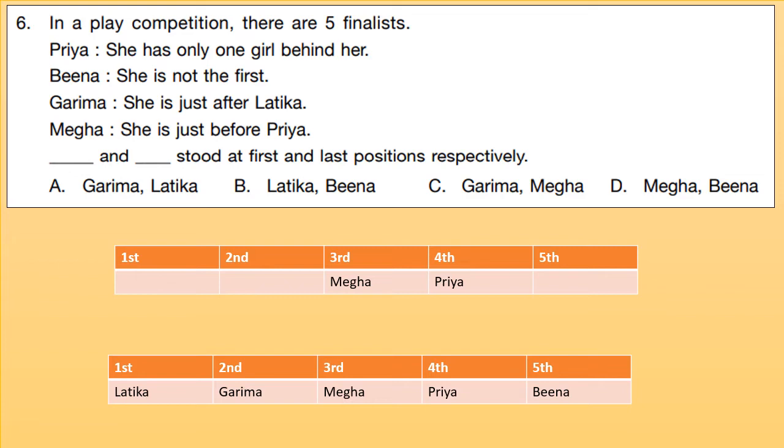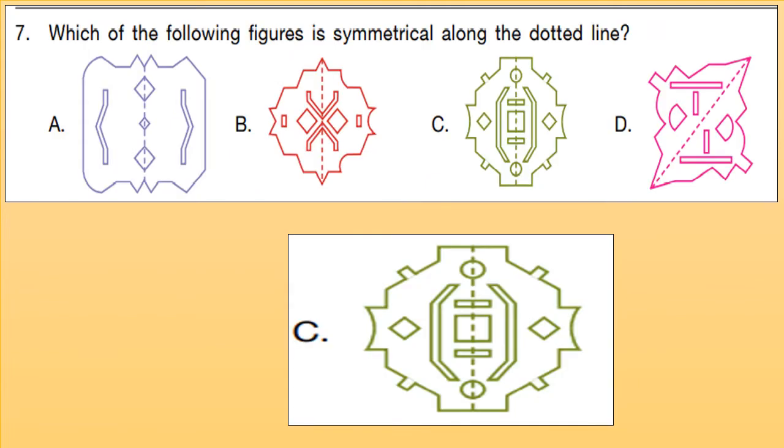So here we have to find the first and last position. So Latika and Bina will be the answer. Correct option is B. Question 7. Which of the following figures is symmetrical along the dotted line? Now we have to find a figure which is symmetrical along the dotted line. So from options A, B, C, D we can see that figure C is symmetrical along the dotted line.